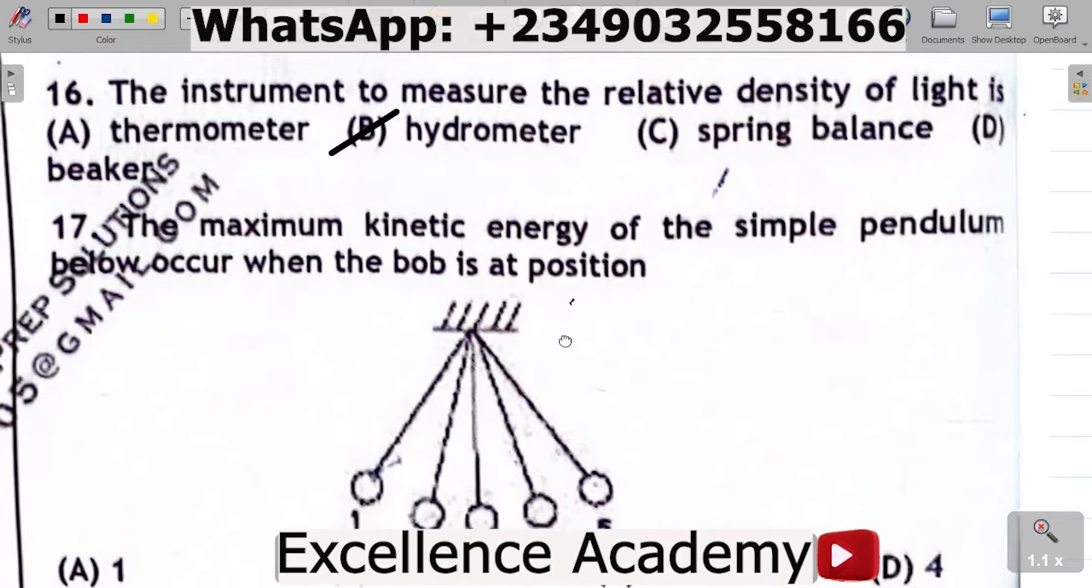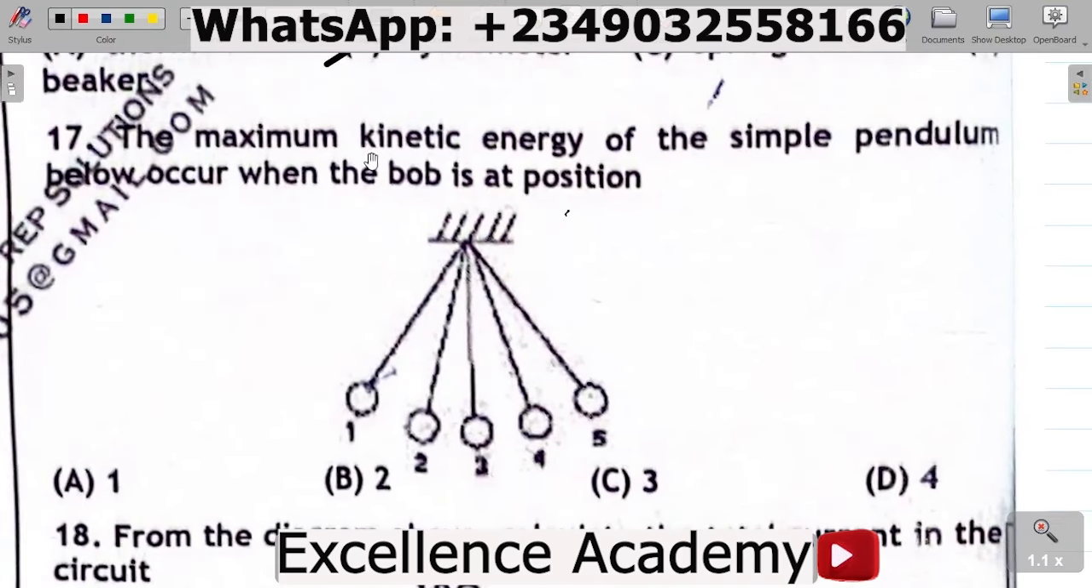Question number 17. The maximum kinetic energy of a simple pendulum below occurs when the bulb is at what position? So you have this. Now let's analyze this question here. Let's say you have a ball here like this.